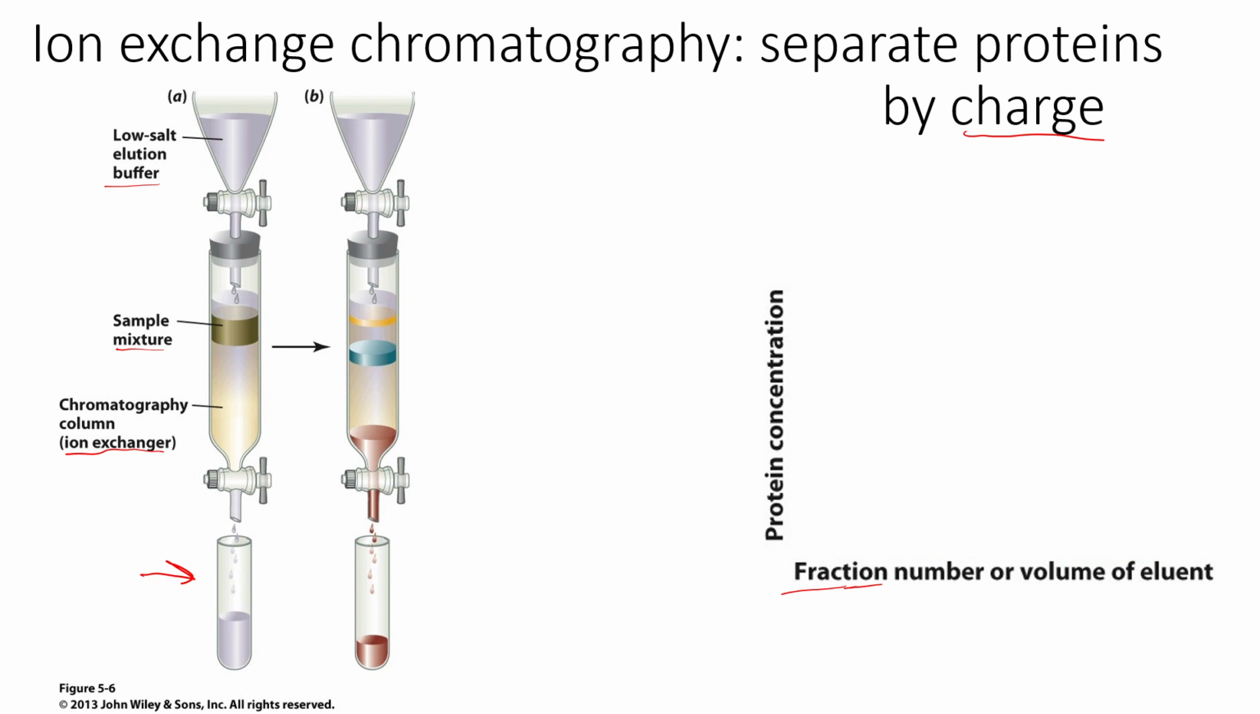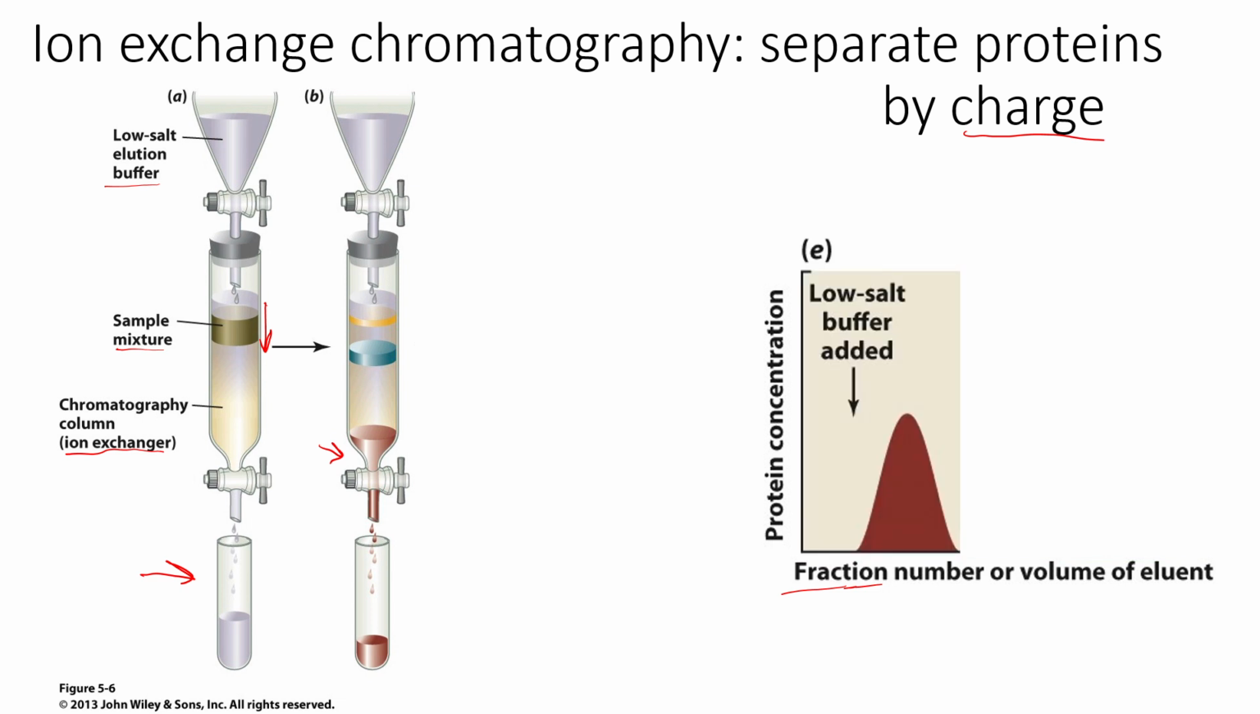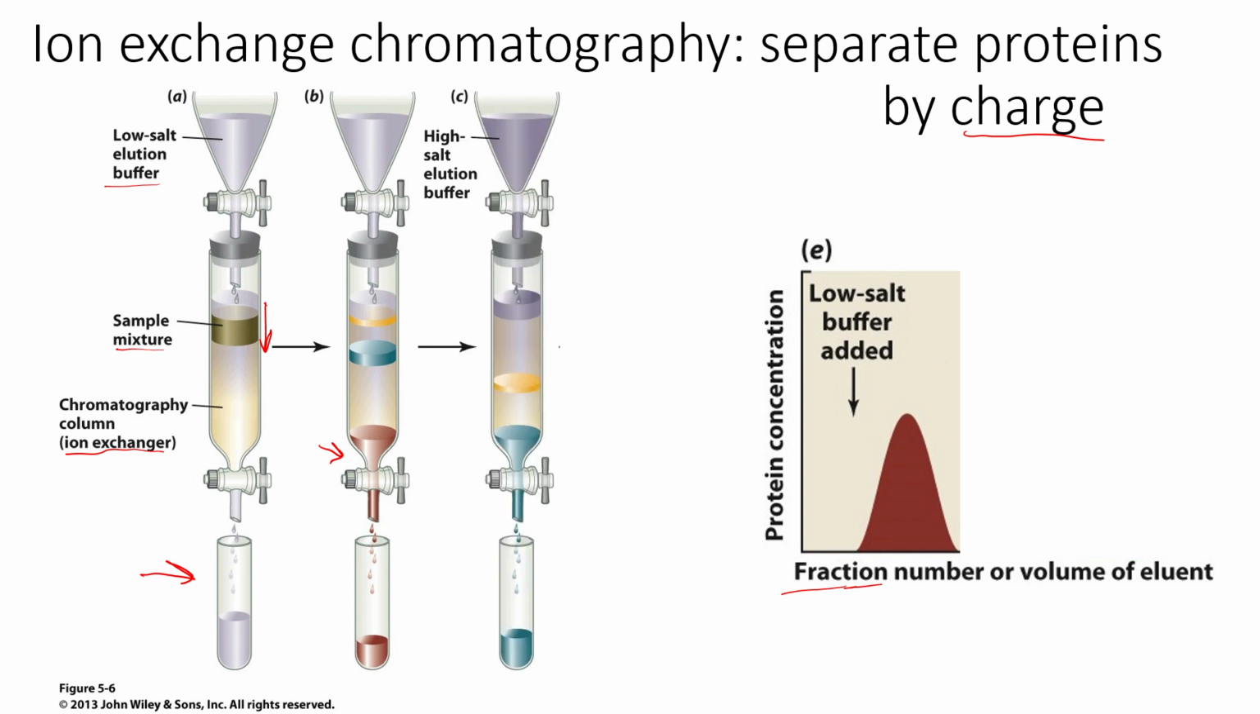Once we start passing through our low salt elution buffer, as our sample mixture passes down through this column, there will be different protein components that separate out. So we have this red protein. This red protein passed right through our column. It didn't interact with it based on its charge. It just started coming right through. And so in our chromatograph, we'll see when we added our low salt buffer, our red protein came out. Then over time, we start adding a higher salt elution buffer.